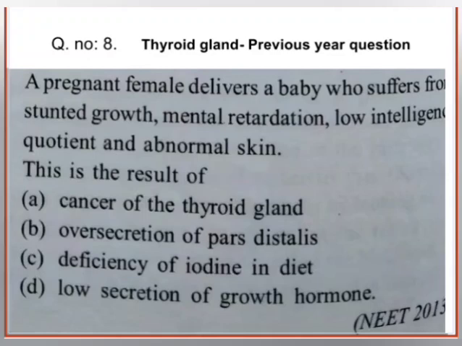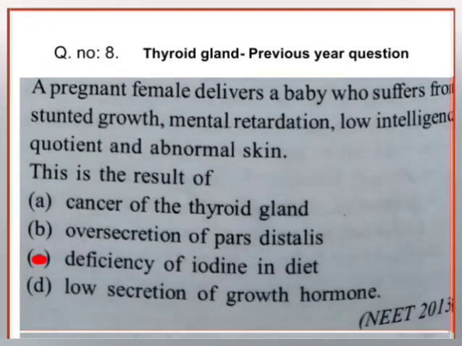One more NEET 2013 question, number 8. A pregnant female delivers a baby who suffers from stunted growth, mental retardation, low intelligence quotient and abnormal skin. This is the result of. This question is directly taken from the NCERT books. We have discussed this point in the NEET point segment. Option A, cancer of the thyroid gland. Option B, oversecretion of pars distalis. Option C, deficiency of iodine in diet. Option D, low secretion of growth hormone. We know very well that option A, cancer of the thyroid gland, secretes an excess amount of thyroxine hormone which causes exophthalmic goiter, but the correct answer is option C, deficiency of iodine in diet.